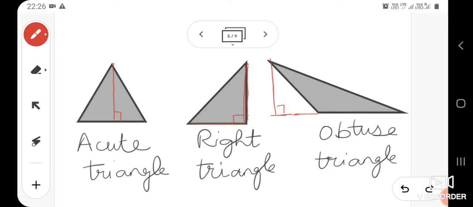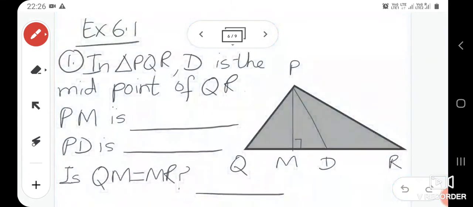In the other two triangles the altitude is inside, but in case of an obtuse angle triangle it is always outside. So I hope it is clear to you. Next we are going to discuss the questions given in the exercise. Exercise 6.1.